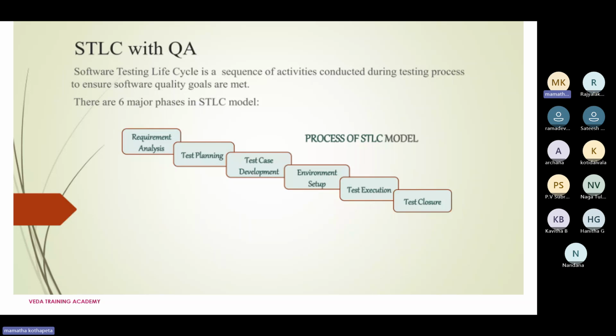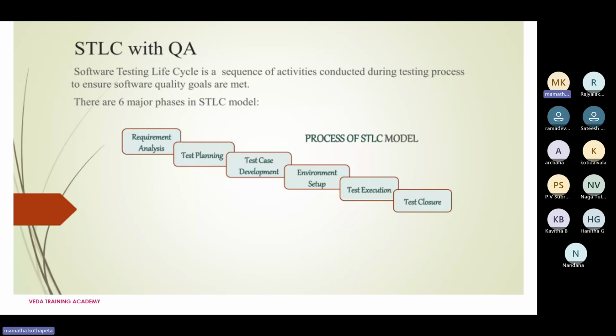So we have 6 major phases in the software testing life cycle. What are those? One is requirement analysis, test planning, test case development, environment setup, test execution, test closure. You should memorize all these stages: SDLC, bug life cycle, STLC, test case template fields. These phases should be on your fingertips.